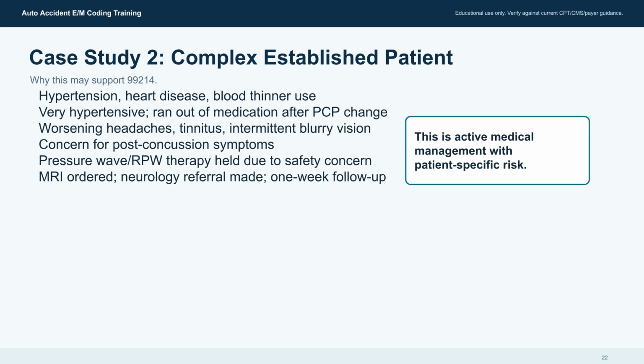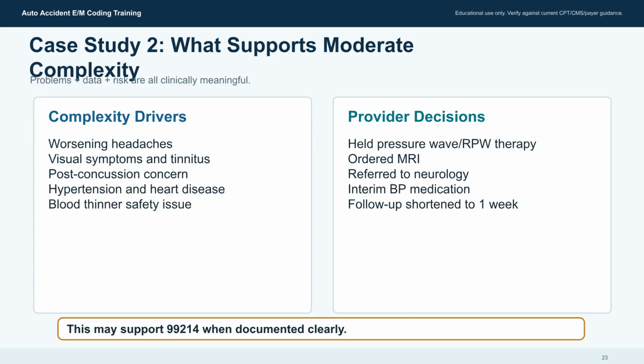This is very different from a routine pain follow-up. Here, the provider is managing multiple concerns, recognizing a therapy safety issue, addressing uncontrolled blood pressure, ordering imaging, referring to neurology, and changing the follow-up plan based on risk. The patient is not presenting with simple neck or back pain alone. The provider is addressing worsening headaches, possible post-concussion symptoms, intermittent visual symptoms, tinnitus, hypertension, cardiovascular history, blood thinner use, and a safety issue involving pressure wave therapy.